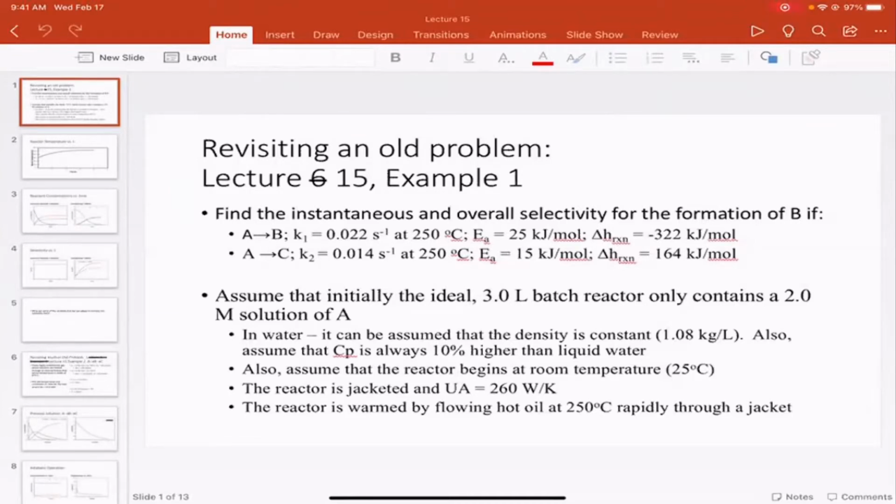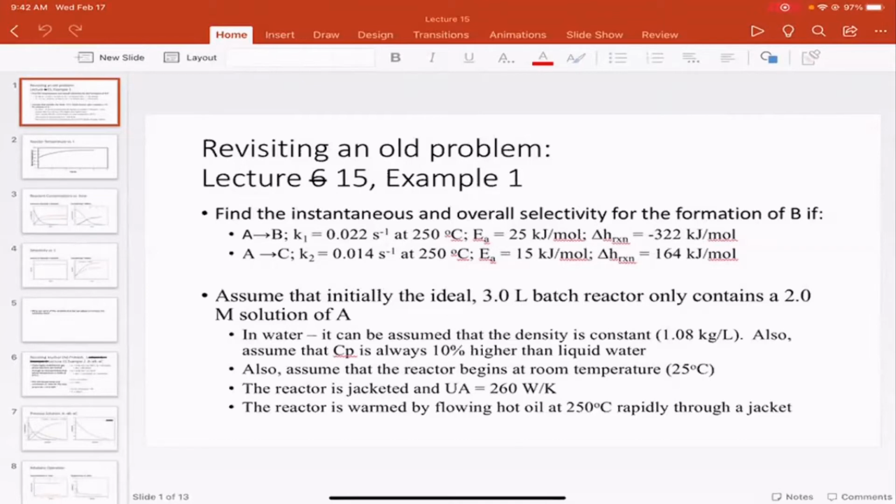The other reaction that we have is A goes to C. Again, we have the same k2 that we had in lecture 6, and we're assuming that that's at 250 degrees C. We have the activation energy for that reaction as well as the approximately constant enthalpy of reaction, which is 164 kilojoules per mole. So we're going to assume the same initial concentration, that we start off with a 2 molar solution of A.